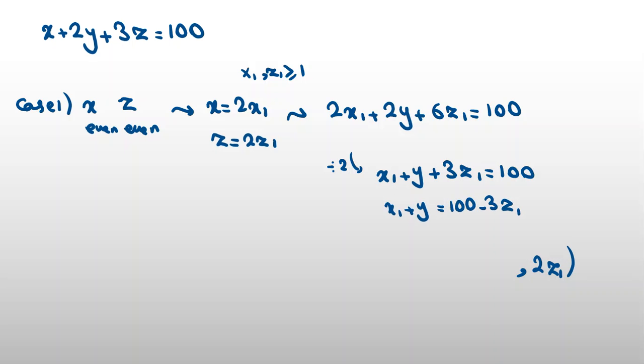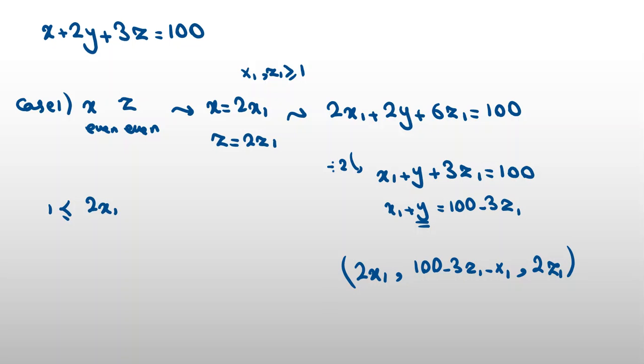So x1 can be a number, for example, any number. So x is 2x1, and if you want to find y, y will be 100 minus 3z1 minus x1. It can be any number like this. And for example, if it is a positive integer, you can consider all of them. Here, let me check.